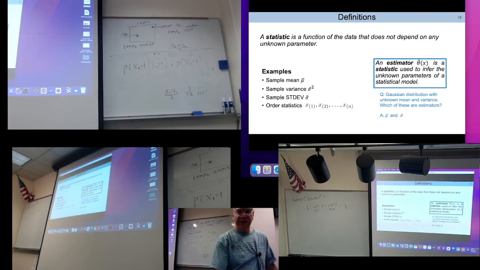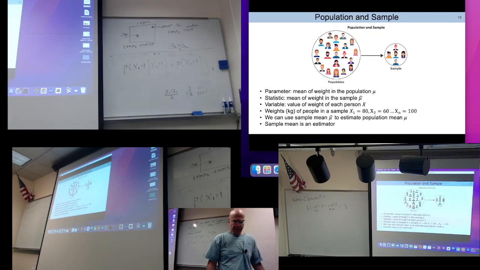So mu hat and sigma hat are the estimators of mu and sigma. The mean of the weight of the population will be the real mu. That's what we are trying to gain, and the statistic would be the mean of the weight of the sample. The variable here would be the value of the weight of each person, xi, in real life or in our sample space. And the sample mean out of it is what we call an estimator.